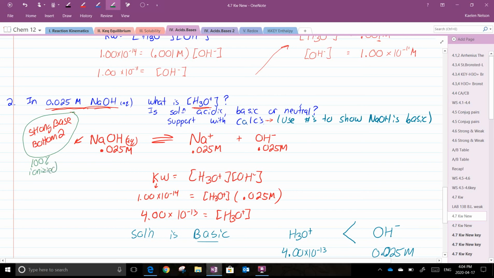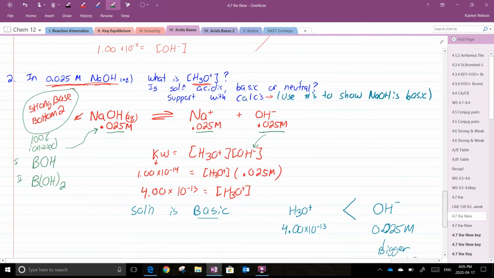Okay, so that's all column 1 and column 2 with OHs. So it could be written as it's a base. So anything that's like BOH is a generic base, or B bracket OH bracket 2. That's column 1 of my table, and that's column 2 of my table. 100% ionized means the number given in the question, which is 0.025, is going to be my Na plus and my OH minus. From here, it's a simple fill in. You can take a minute to pause and check your answers and check your math.